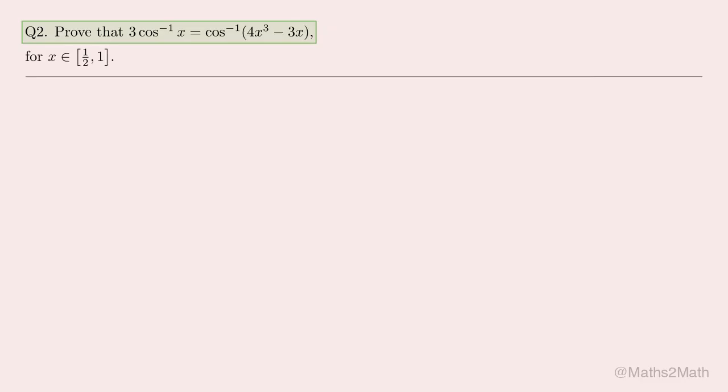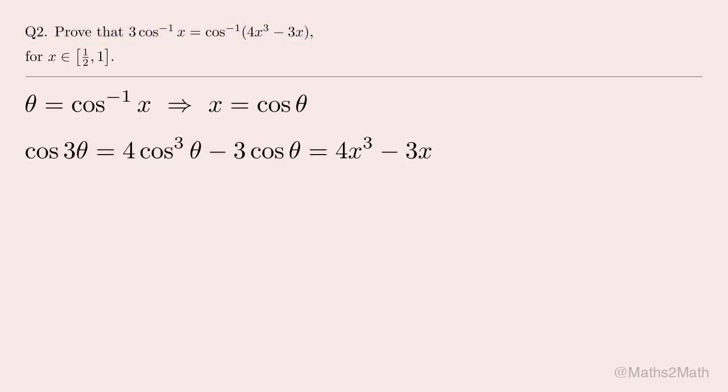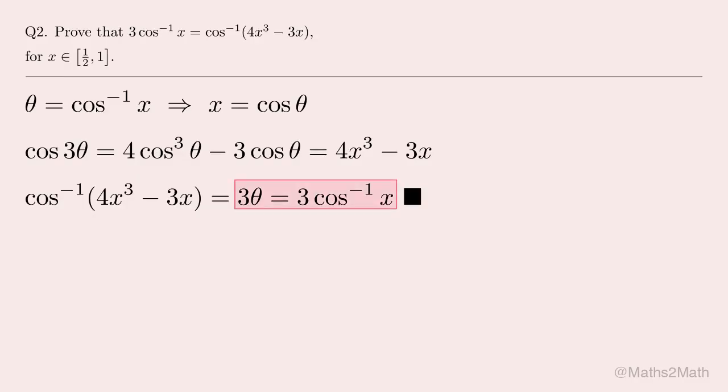Question 2, the cosine twin of question 1. Here x lies between 1/2 and 1, again protecting the principal branch. Substitute, let theta be cosine inverse of x, so x is cosine theta. The cosine triple angle identity. Cosine of 3 theta equals 4 cosine cubed theta minus 3 cosine theta, that is 4x cubed minus 3x. Take cosine inverse of both sides. The given range keeps 3 theta between 0 and pi, so the inverse peels off cleanly.